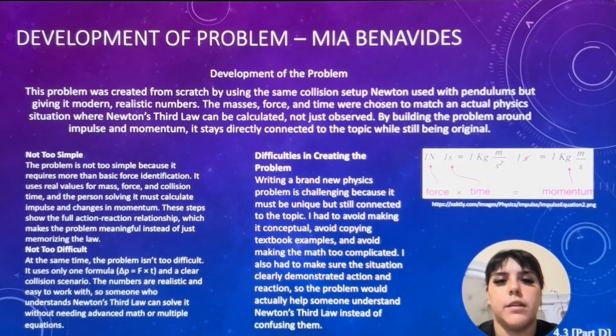Difficulties in creating the problem. Creating a new physics problem is hard because it has to be original but still match the topic, which is Newton's third law of motion. I had to avoid copying textbook examples, avoid making it too conceptual, and make sure the math wasn't too complicated. I also had to make sure it clearly showed action and reaction.